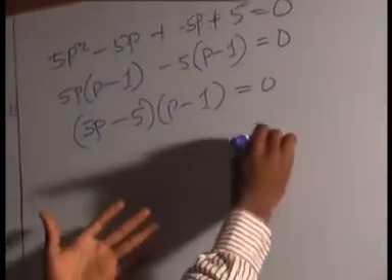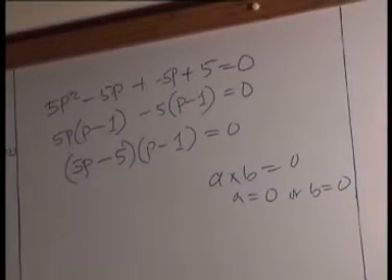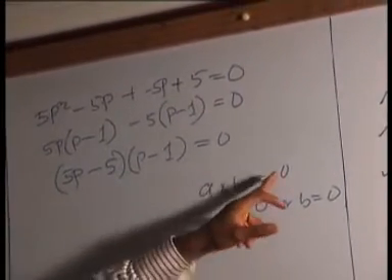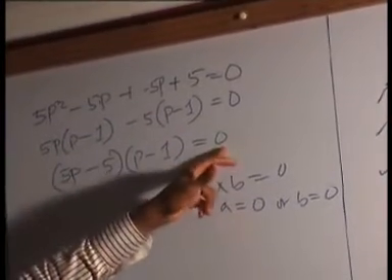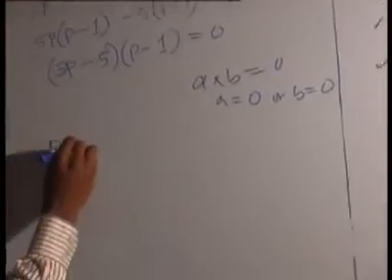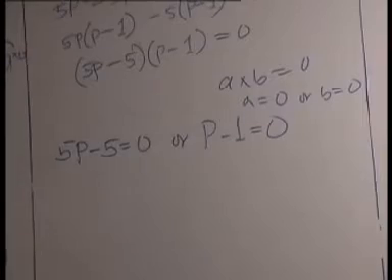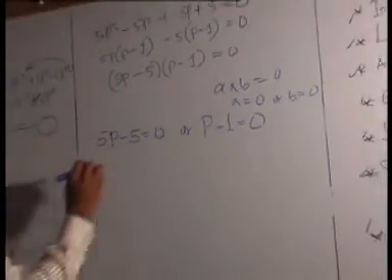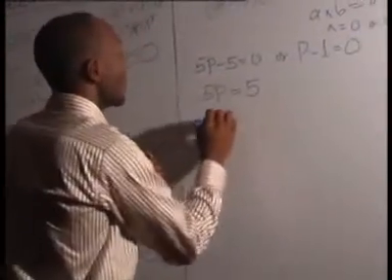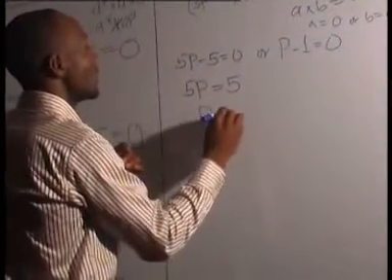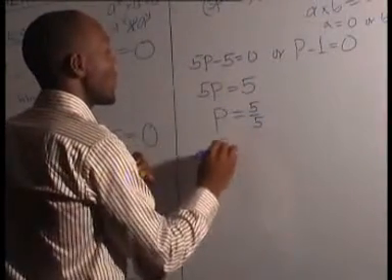If a times b is 0, it is either a is 0 or b is 0. If you multiply a and b and you get 0, either a is the one that is 0 or b is the one that is 0. Because of that, either 5p minus 5 is 0 or p minus 1 is 0. Is anybody lost? No. Fine. So 5p equals 5, and p will be equal to 5 over 5. 5 divided by 5, so p is 1.